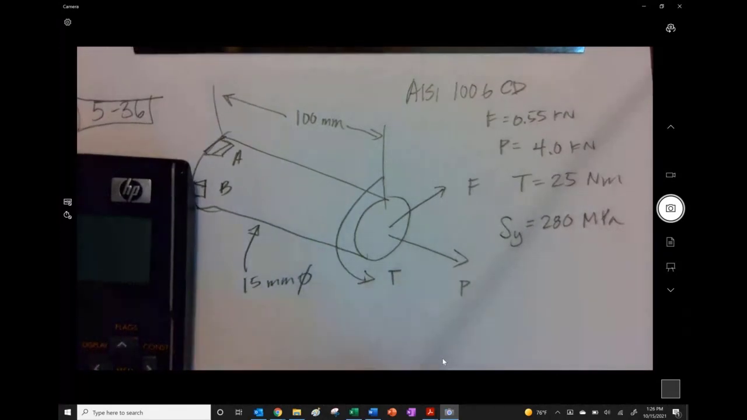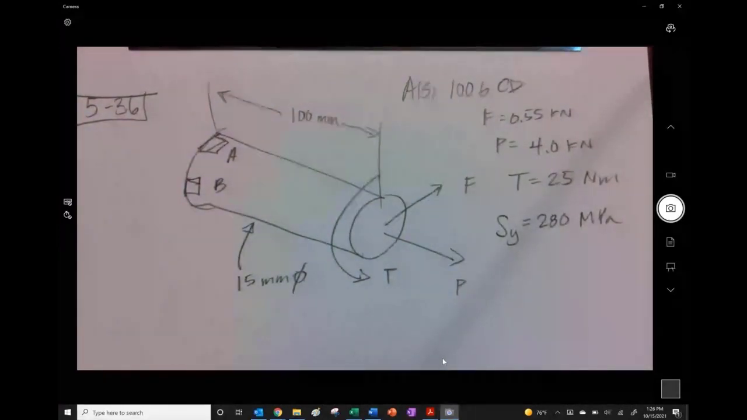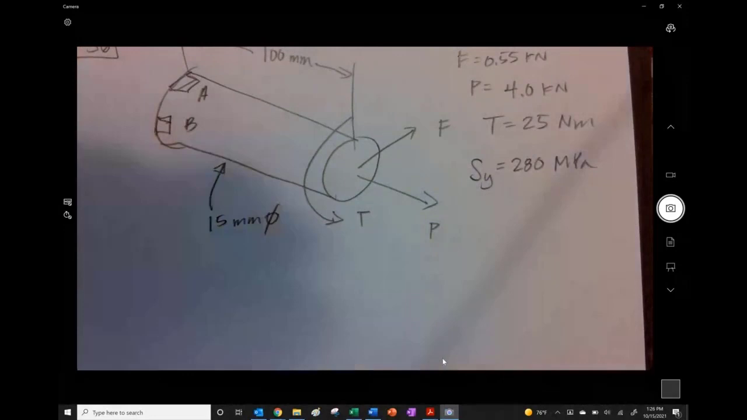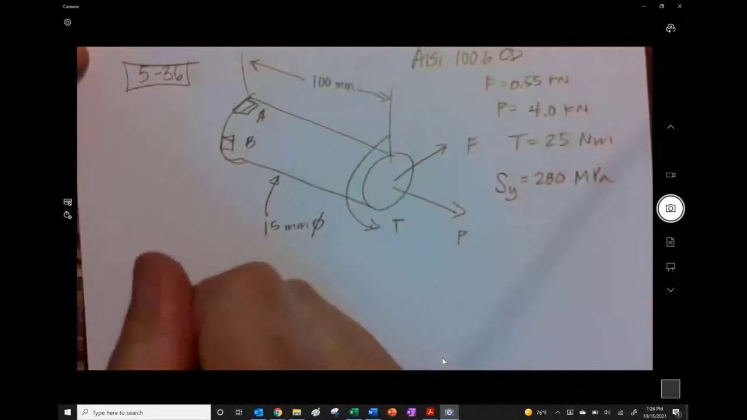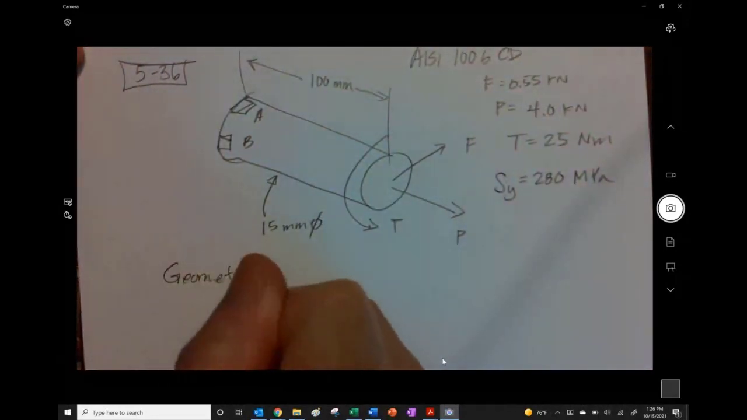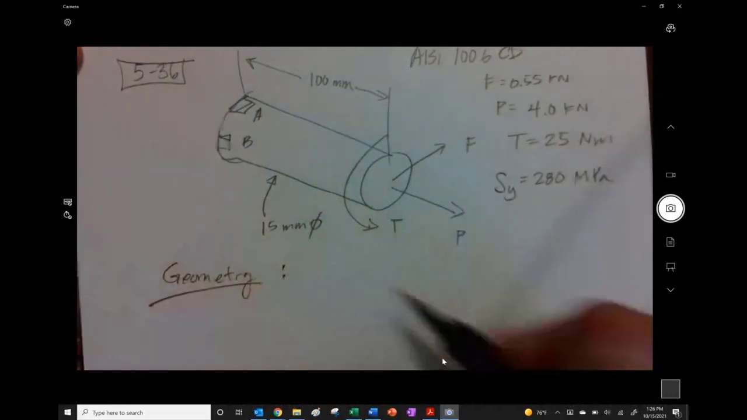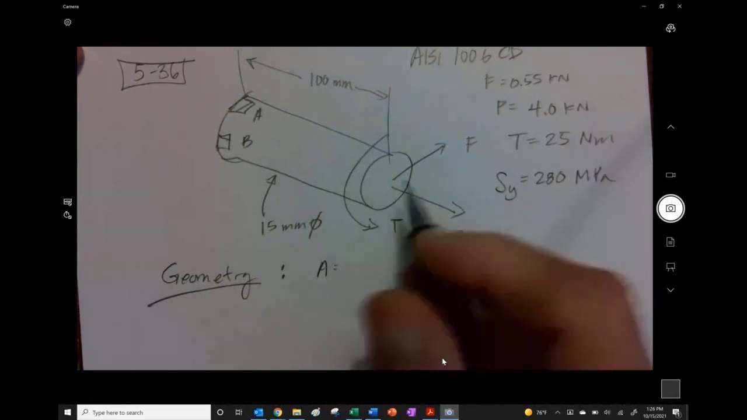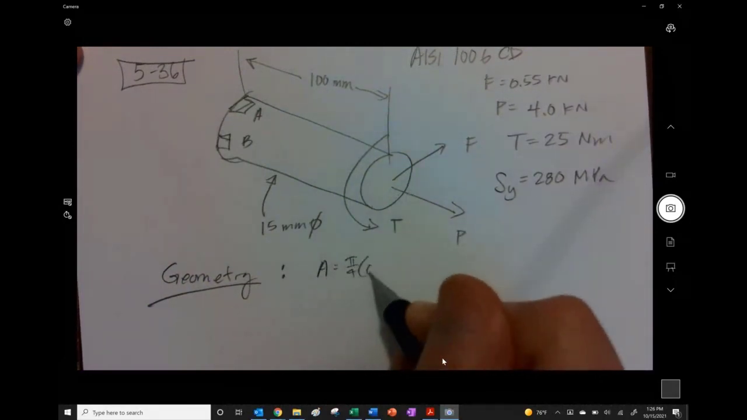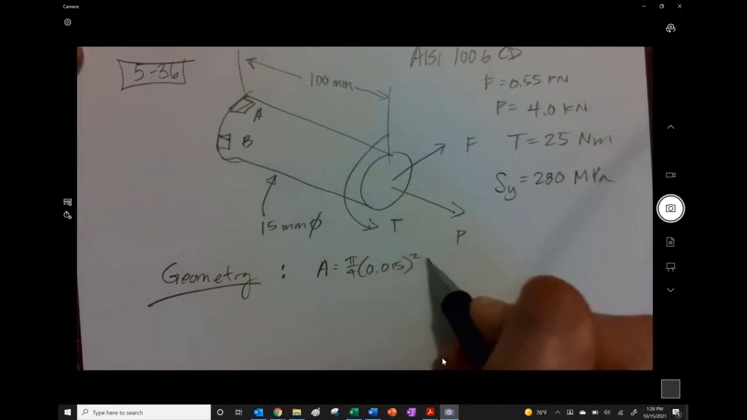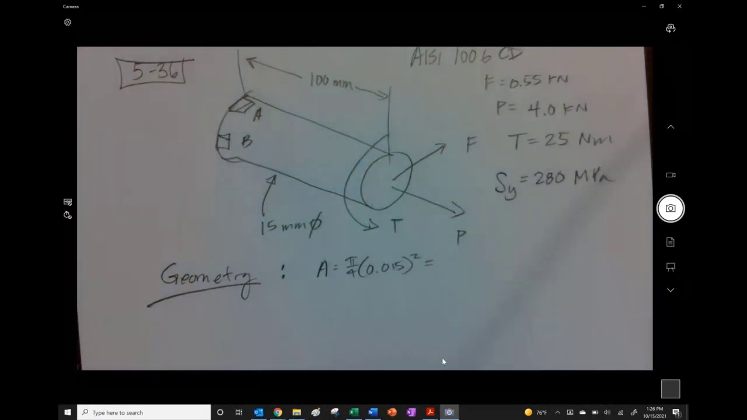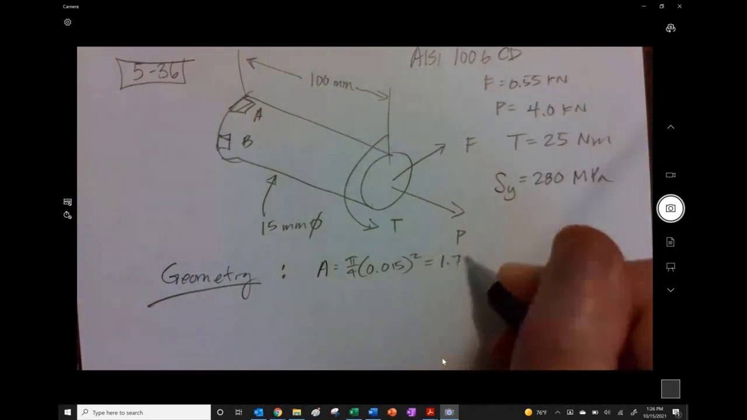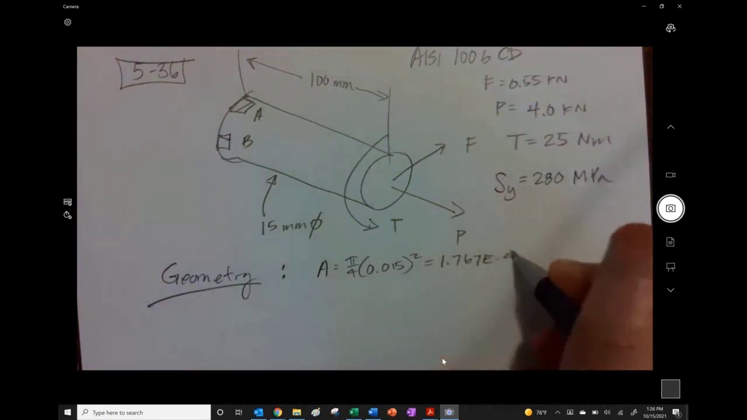Get my real calculator instead of the stupid phone. All right, so maybe I'm gonna get some geometry out of the way. And so the area here is pi over 4 times 0.015 squared, 0.015 squared, times pi, divided by 4, 1.767 e minus 4.